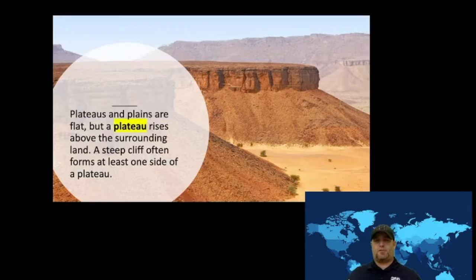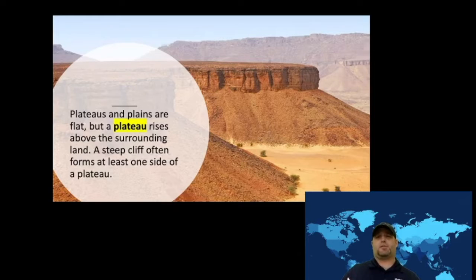All right, the first landform we're going to talk about are plateaus and plains. They are flat, but plateaus rise above the surrounding land. A steep cliff often forms at least one side of a plateau. So we have plateaus here in Pueblo, in the area, right? If you go over by the college, the university, you'll see that there are some plateaus over that direction. We also have plateaus out by the reservoir. Lake Pueblo has Liberty Point, which is on a large plateau.